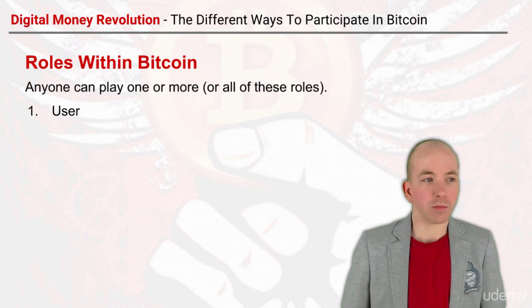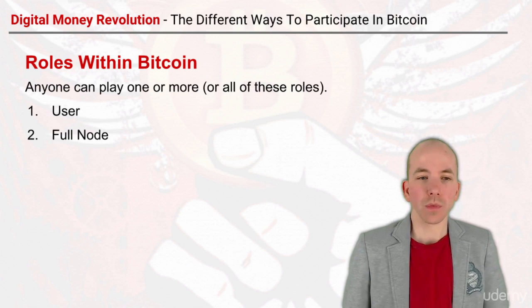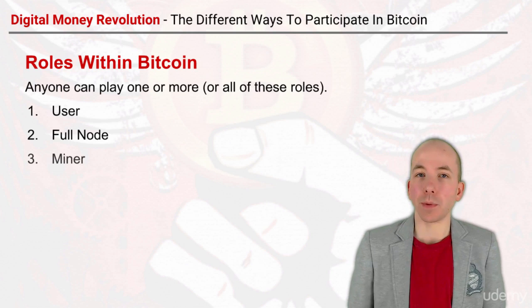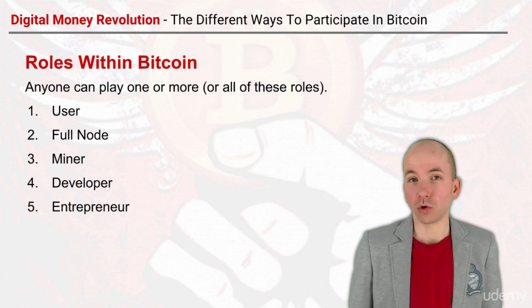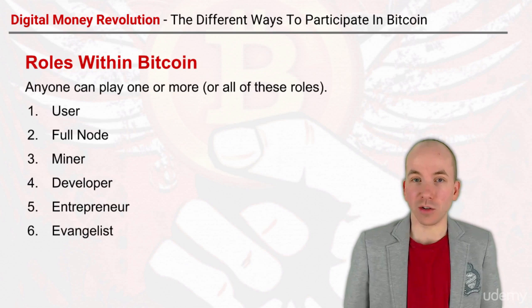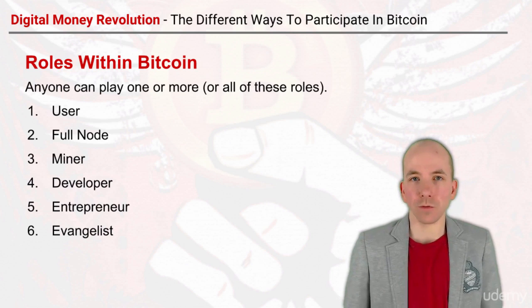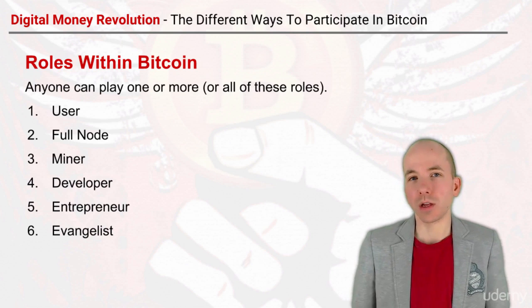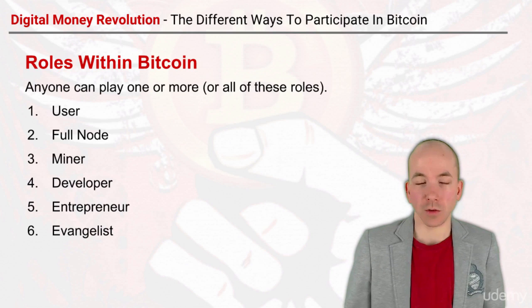So there's the user, someone who just uses Bitcoin on a day-to-day basis to buy and sell stuff. There's what's called a full node, where you run a full copy of the blockchain. There is a Bitcoin miner. There is a Bitcoin developer, Bitcoin entrepreneur, and then an evangelist. So a user is just that, someone who uses it. A full node is someone who runs the Bitcoin Core software and verifies transactions for the network.